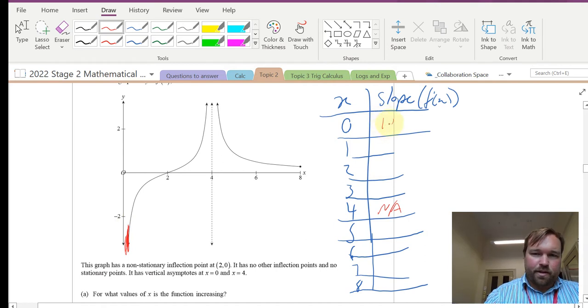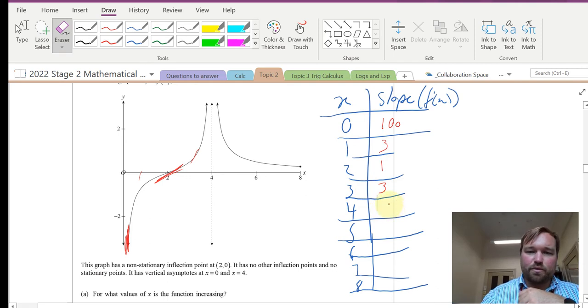positive, like 100. By the time we get to 1, the slope is still pretty positive. It's like, I don't know, 3. Here, the slope is not 0, but the slope is positive. It's like, I don't know, 1. Then it gets steep again. By the time we're at 3, we're getting steeper again, and close to 4 we go up to 100 again, and then at 4 itself, it's NA.